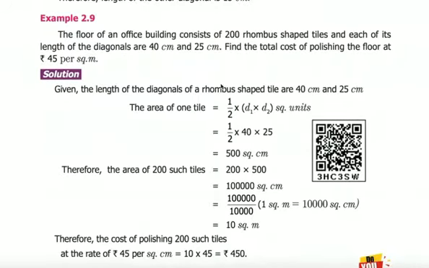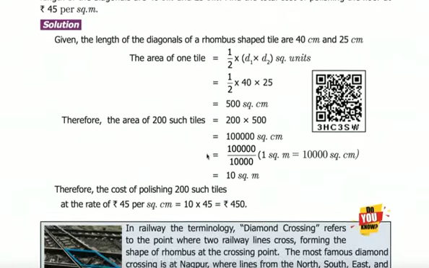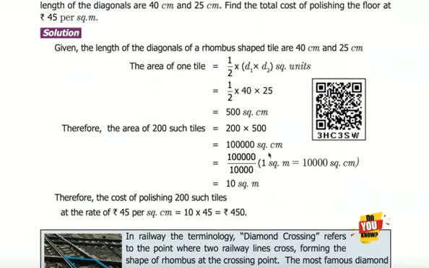or otherwise 10 meter square. 10 square meter, because 1 meter consists of 100 cm, right? So you have to take 100 into 100 to convert cm square into meter square. Okay, so you'll get 10 square meter. So total cost will be 450 rupees. That is clearly given here also. Okay, 1 square meter is 10 to the power 4 square cm. That is what I am talking about.